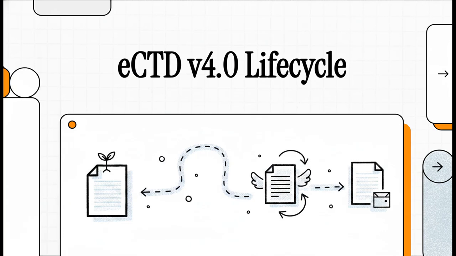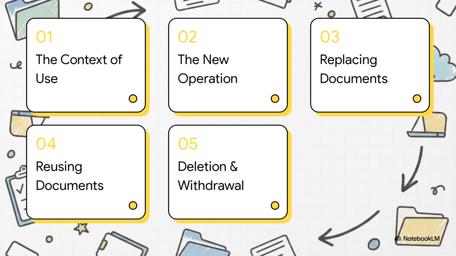Since we've already knocked out the basics in the intro, today we're jumping straight into the lifecycle management of eCTD 4.0. If you're in regulatory ops, you know a submission isn't static. It breathes, it grows, it changes. So we're going to trace exactly how your content evolves over time, from the second it's introduced all the way to its eventual conclusion. To do that, we've got a quick roadmap.